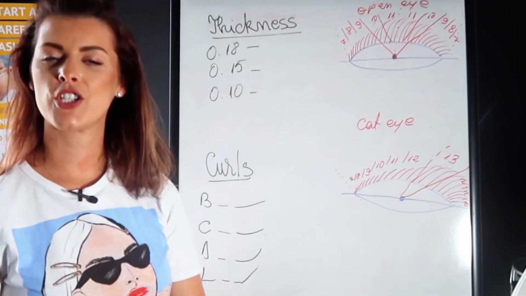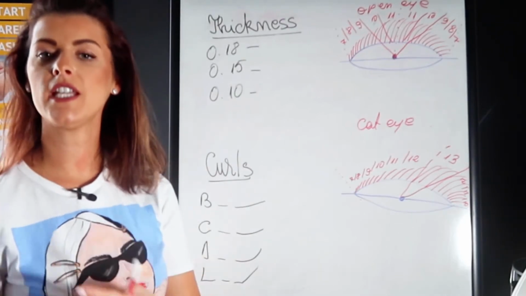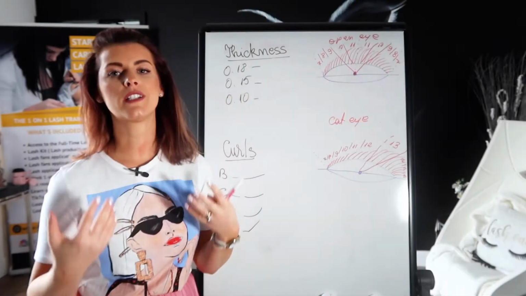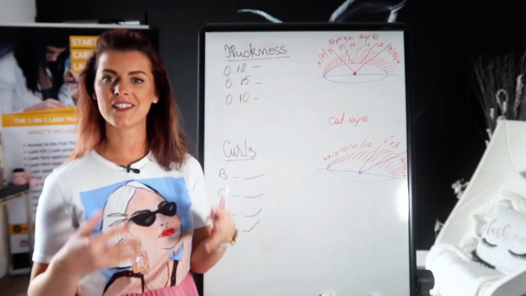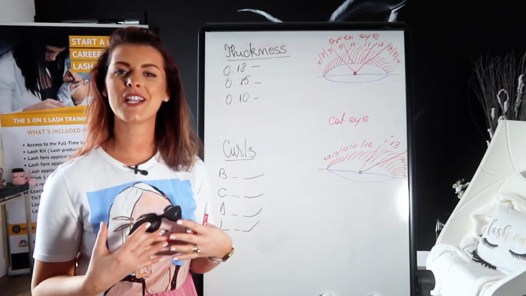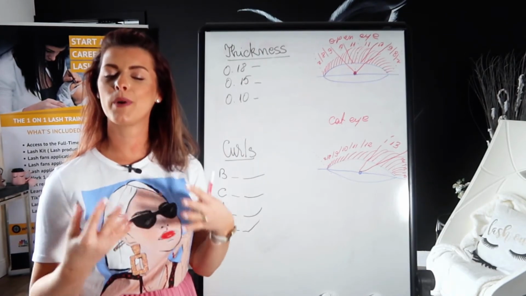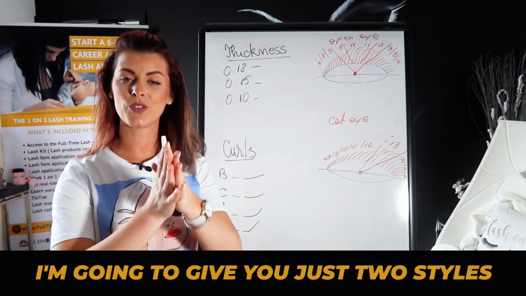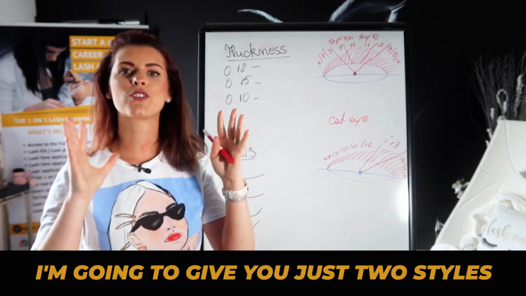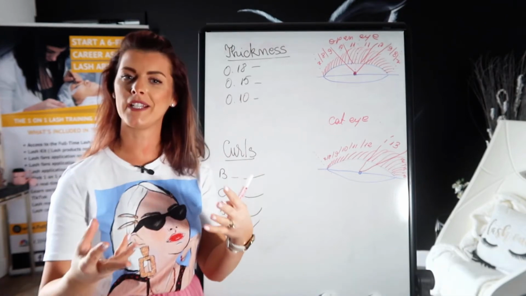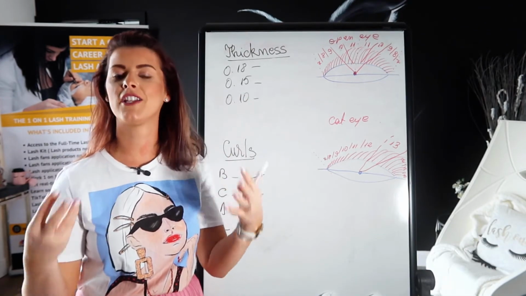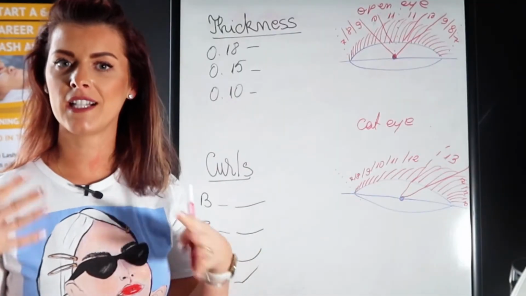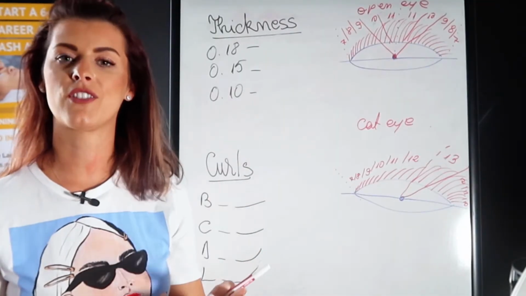Guys, I got a lot of questions in the comments about how you can easily apply the classic application, how you can work with thickness, how you can work with styles and the curves. Now, I'm going to explain to you just a little bit about the thickness, curves and the styles. I'm going to give you just 2 styles that you can see almost all the time. I don't want to put too many styles in your head because then you're going to be so confused. So I'm going to explain exactly the way I did when I started.